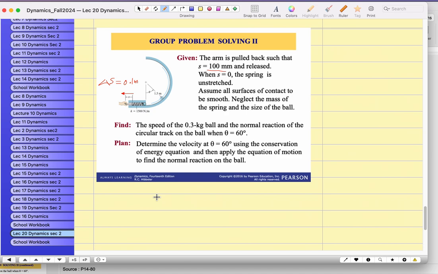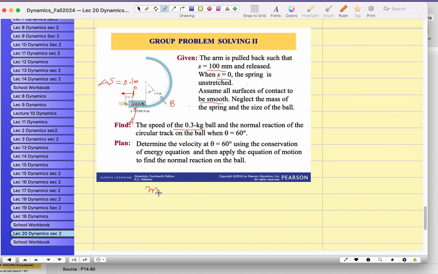The spring stores the potential energy at location, suppose this is location A, and over here is location B, and the spring is unstretched when it comes back to this mean position, which is 0. This is my 0, this is my 0.1. And now assume all surfaces of contact to be smooth. That's good. So no friction involved, so the energy conservation principle is valid. And neglect the mass of the spring and size of the ball, and find the speed of the ball.